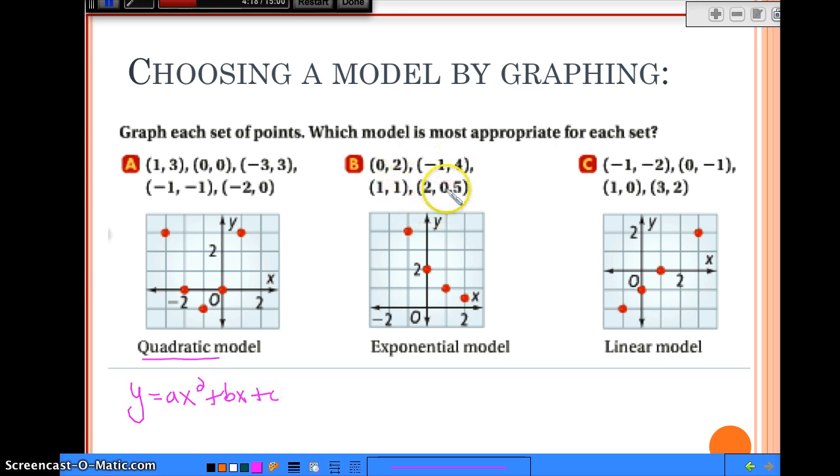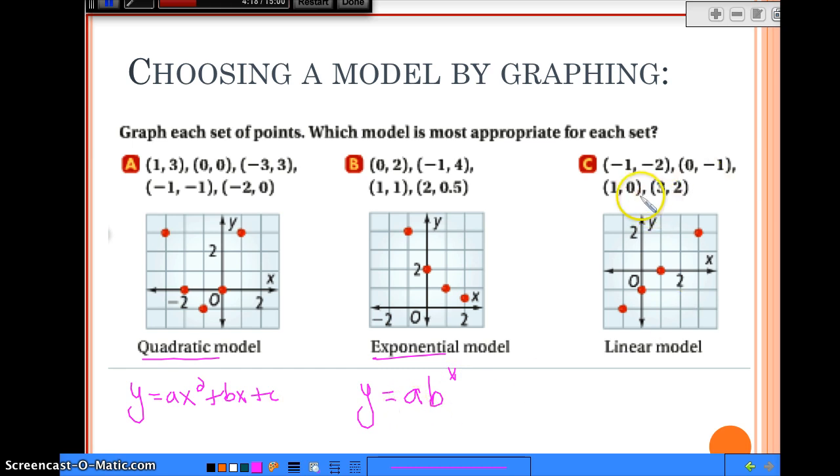If you were to graph this set of points, or this relation, and it plotted the points out like this, notice that the curve is going up at a pretty fast pace, so it's going to be exponential. That's in the form of a times b to the x. These are the parent functions.